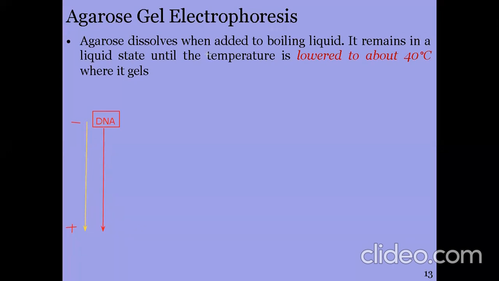But ethidium bromide, we also add ethidium bromide in the DNA. So if we have pre-stained the gel, if we have this gel and this gel has been pre-stained, what is the purpose of pre-staining?